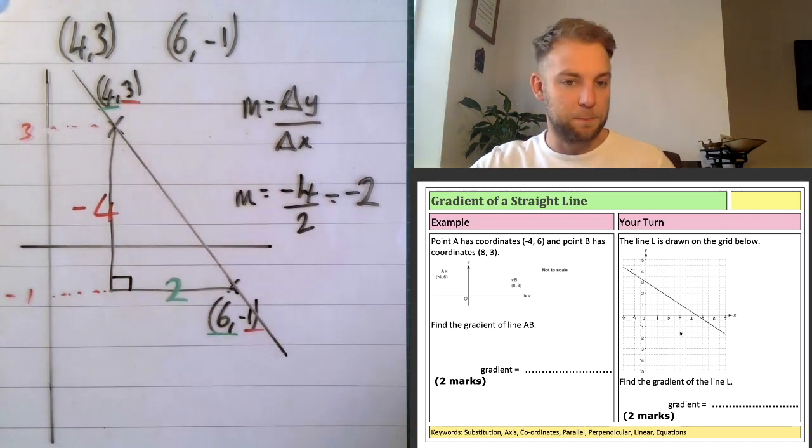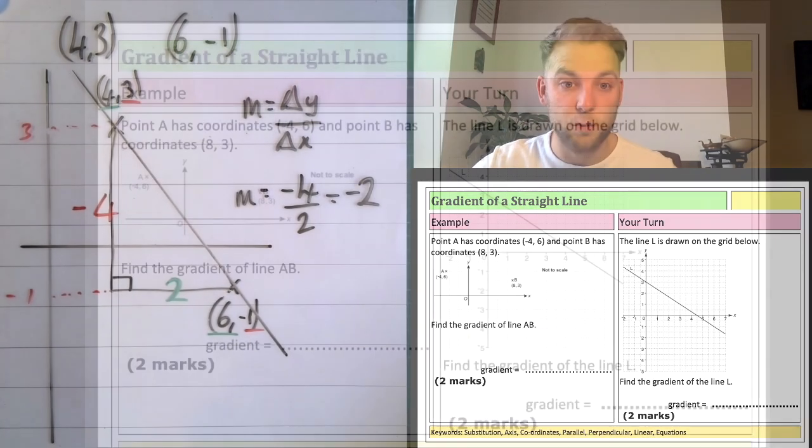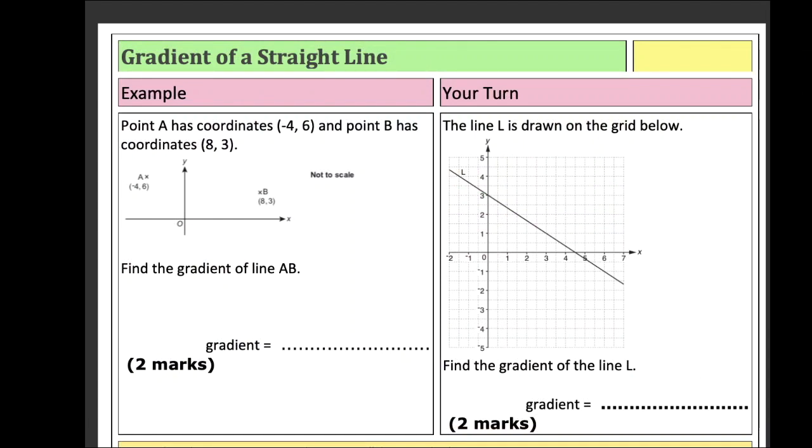So let's make this big. Now notice these are 2 marks, so this has come up on a past paper before. Okay, so 2 marks for this one. Okay, let's have a go at it together.